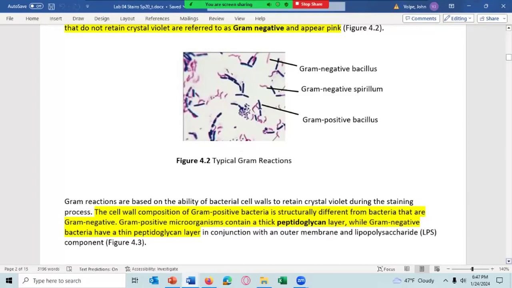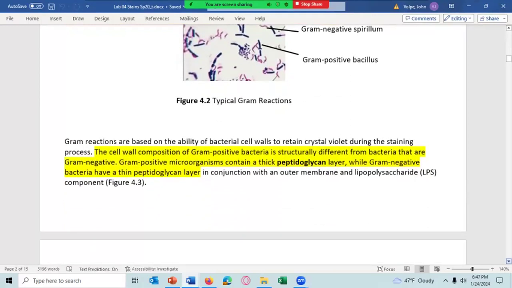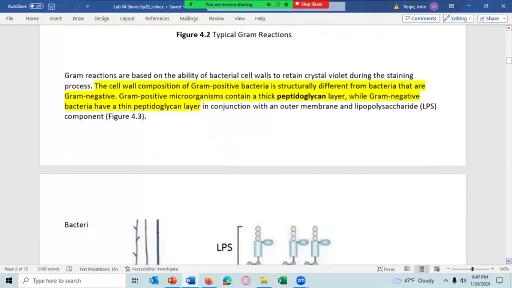All right. The gram stain stains differently between different cells depending upon the cell wall composition of the bacteria. The gram-positive bacteria has a structurally different cell wall than the gram-negative. The gram-positive microorganisms contain a very thick peptidoglycan layer, while the gram-negative bacteria have a thinner peptidoglycan layer.